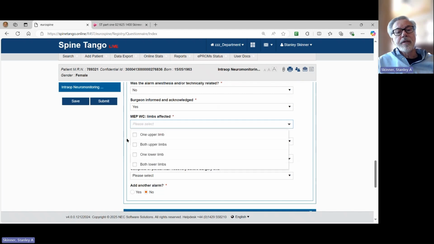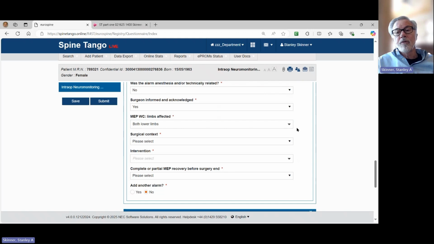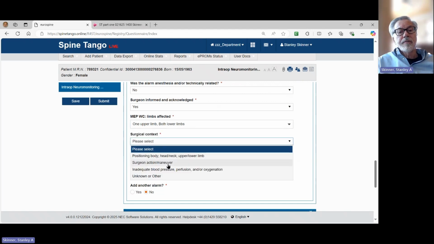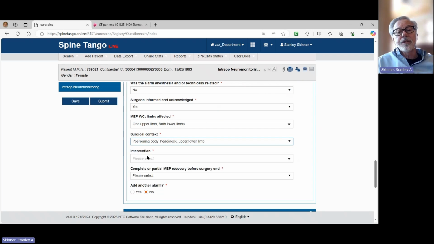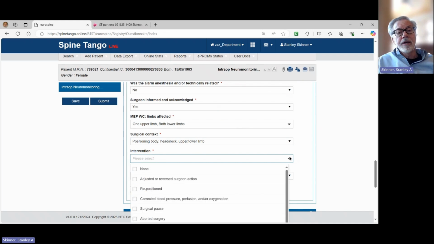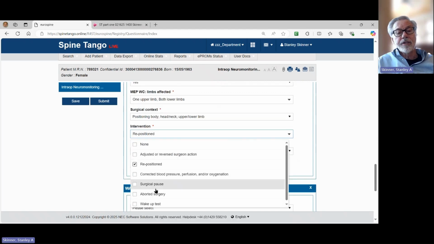Warning criterion, limbs affected, we'll say both lower limbs. Click outside the field to be able to move on, because it could have been both lower limbs and, say, one upper limb or both upper limbs. Surgical context. Well, in this case, it could have been surgeon action or maneuver, inadequate blood pressure, perfusion, or oxygenation, unknown or other. We're going to say it was positioning right at the beginning of the case. The intervention was adjusted or reversed, or actually was repositioned. Obviously, other possibilities are surgeon action, surgical pause, aborted surgery, wake-up test, or none.